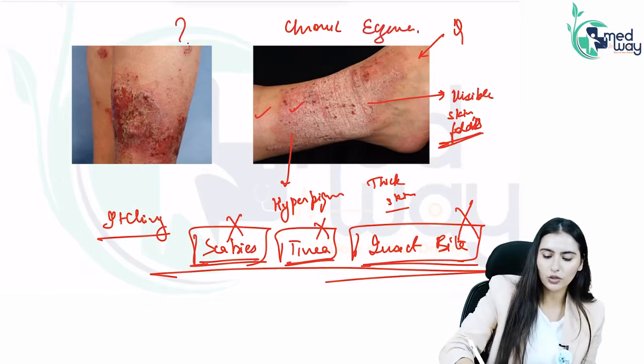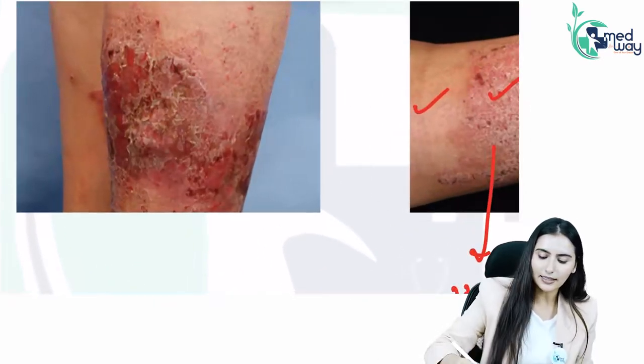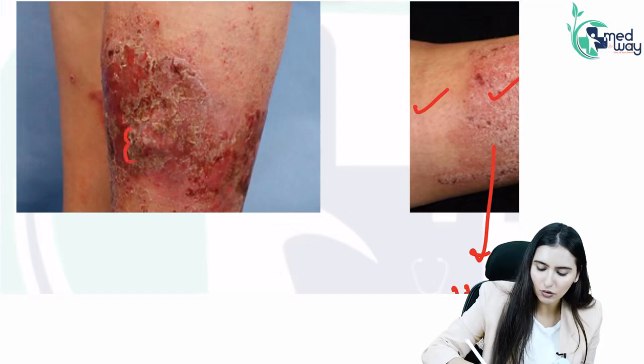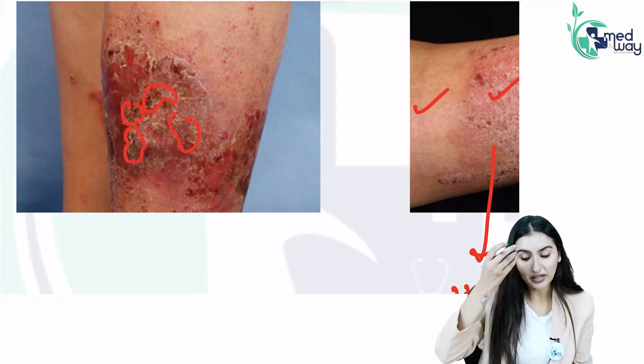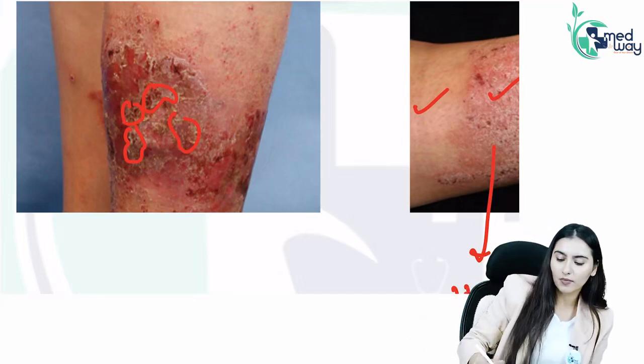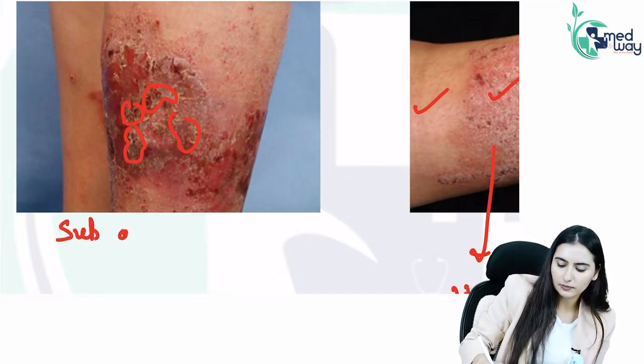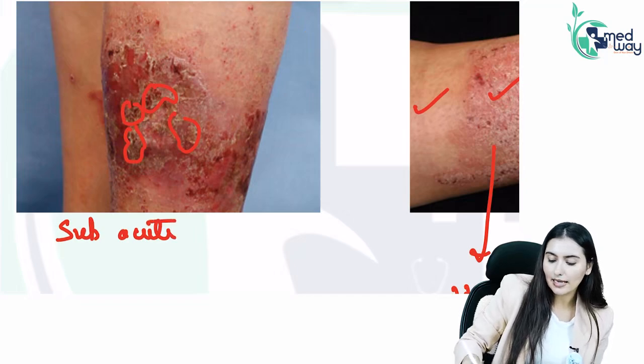What is this? What do you think this is? Look at it. What do you see? You see more crusts, right? You can see all of this crusting. You don't see that much edema, but you see a lot of crusting. This is subacute eczema.